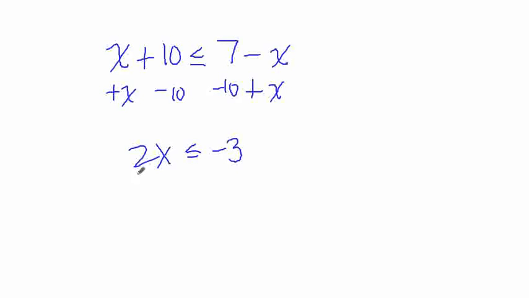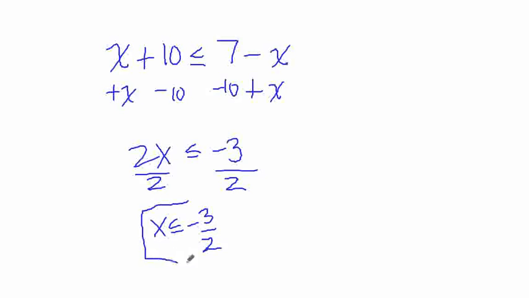Then I might divide both sides by 2. So x is less than or equal to -3/2. Look at that. The solution to the inequality I started with: there's an infinite number of values that will satisfy that inequality. You can replace x with any number that's less than or equal to -3/2. And you saw that I was able to solve this inequality just as if it was an equation.